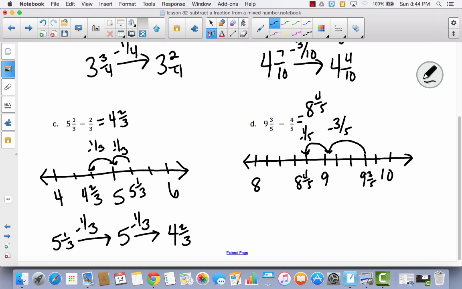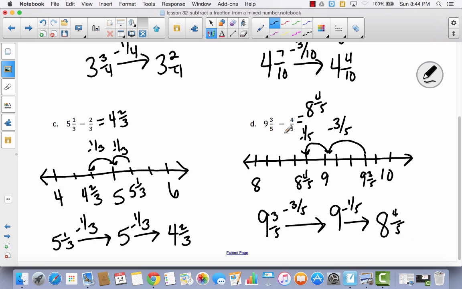So let's look at what that would look like using the arrow way. So I'm at 9 and 3/5. And I want to subtract until I get to the next whole number, which would be 9. So that means I'm going to take away 3/5. Now, I'm taking away a total of 4/5. So that means I have to take away one more fifth. And when I take 1/5 away from 9 wholes, it leaves 8 and 4/5.